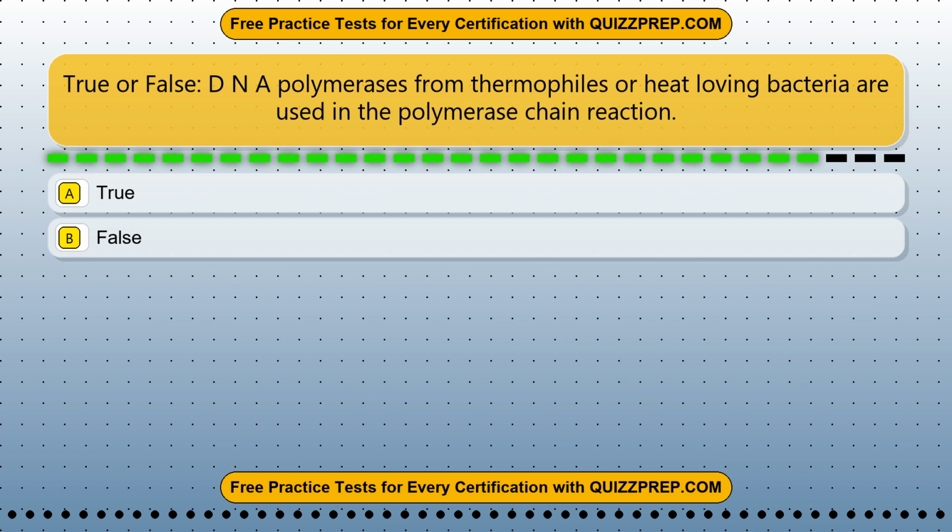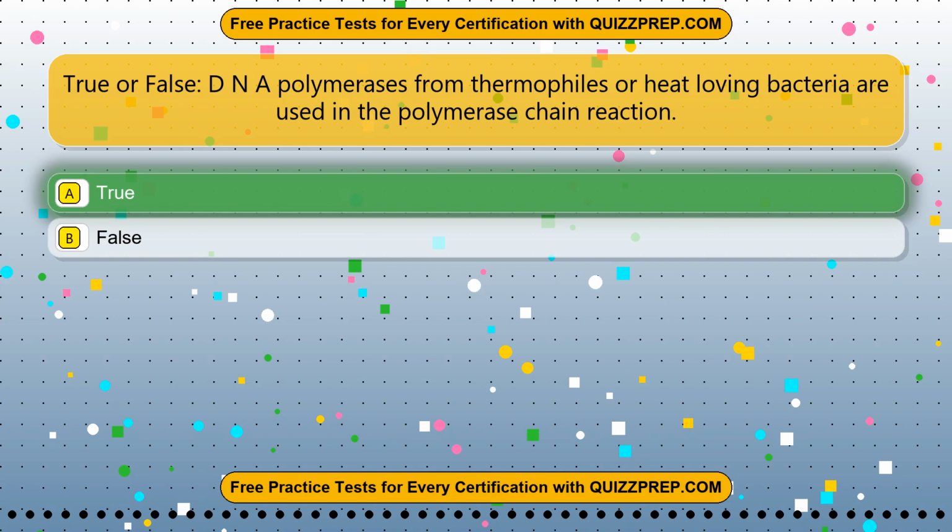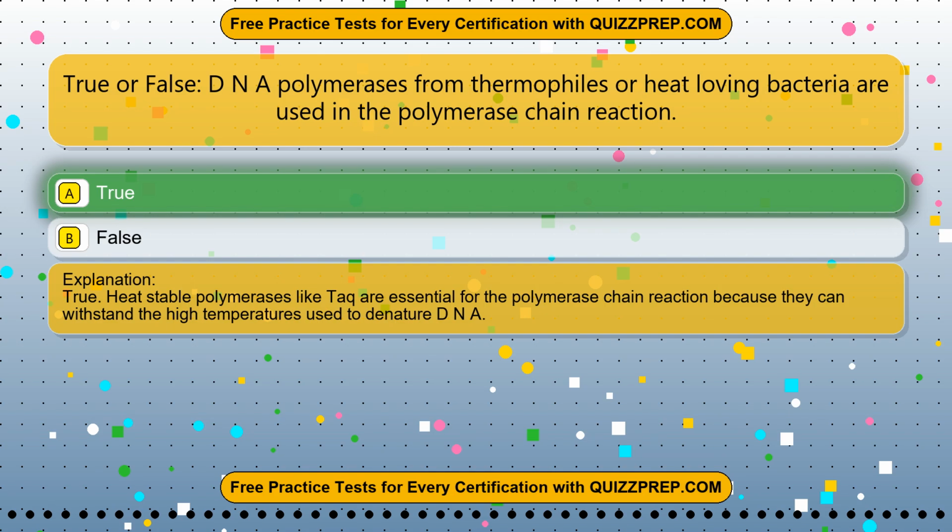Question 48. True or false, DNA polymerases from thermophiles or heat-loving bacteria are used in the polymerase chain reaction? Option A, true. Option B, false. The correct answer is option A, true. Heat-stable polymerases like Taq are essential for the polymerase chain reaction because they can withstand the high temperatures used to denature DNA.